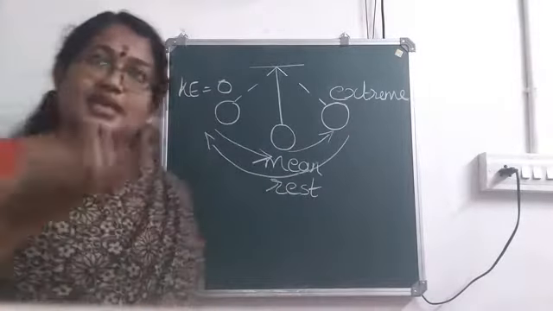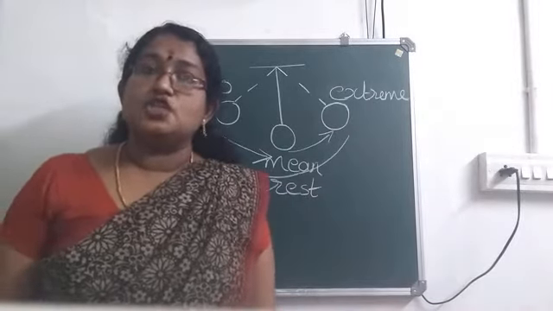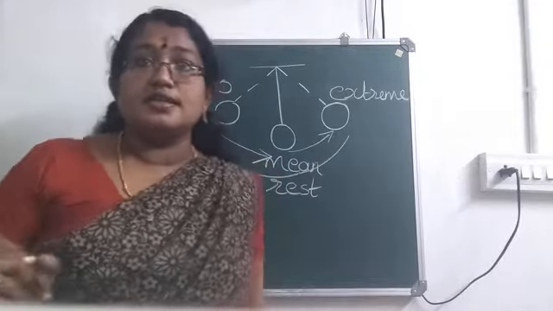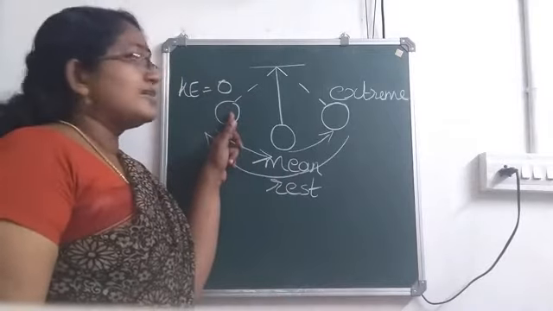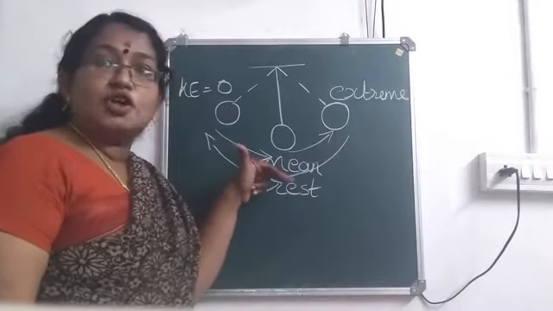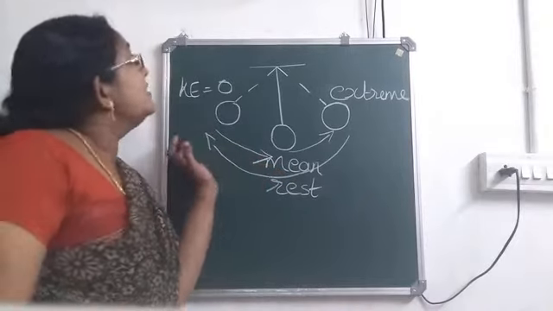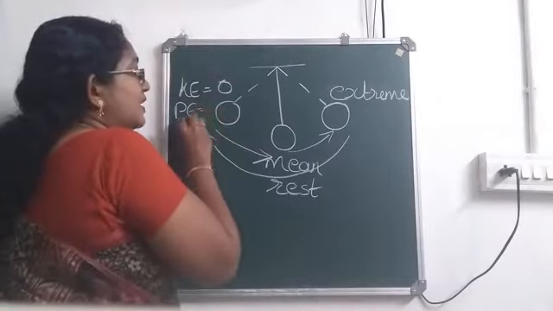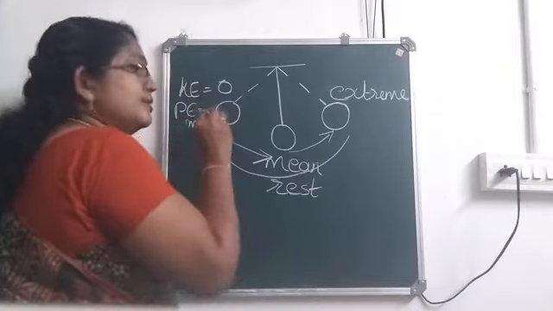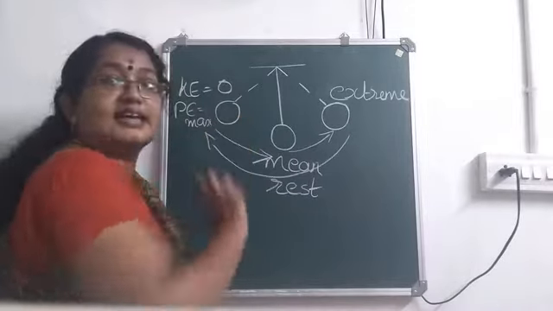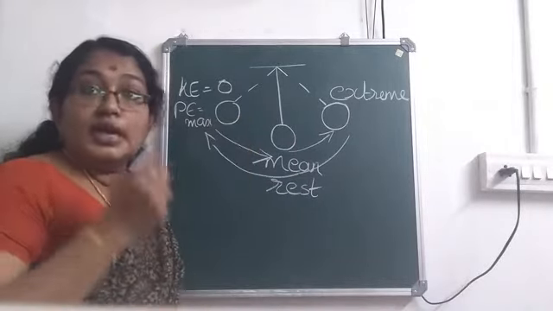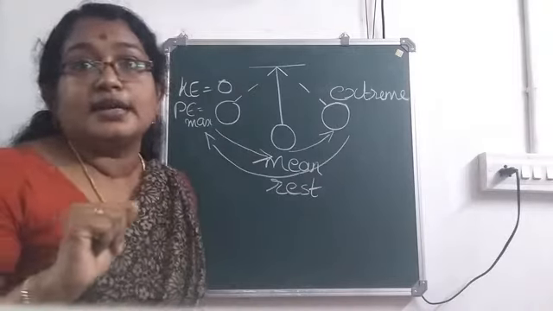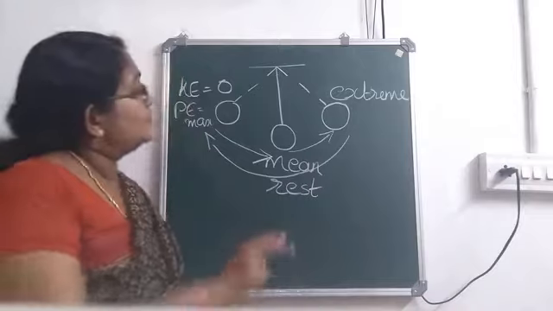So when an object is raised from the surface, what energy is there in that? It possesses gravitational potential energy, isn't it? Since the body is at a greater height from the mean or the rest position, this possesses what energy? Potential energy. Potential energy will be maximum at this point. The reason is it is at a greater height. Potential energy depends on the height of the body.